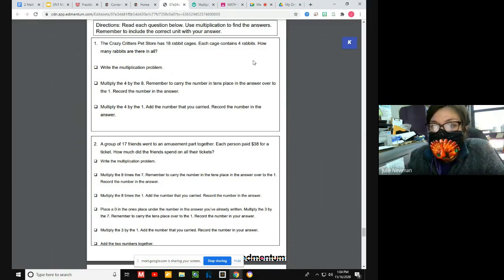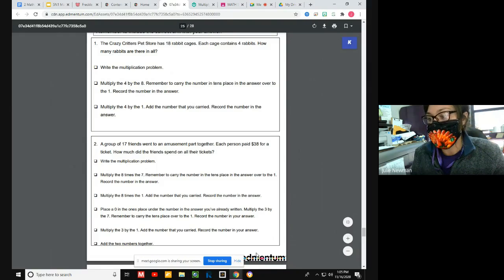All right, the Crazy Critters pet store has 18 rabbit cages. Each cage contains 4 rabbits. How many rabbits are there in all? Well, we need to multiply 4 times 18, don't we? Okay, so step 1 is write the multiplication problem.